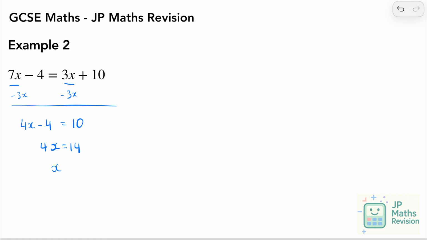This one's a bit awkward because 4 doesn't actually go into 14. We can just leave the answer as 14 over 4. And if we simplify that as a fraction, we end up with 7 over 2, which you might know is 3.5. But you can just leave your answer as 7 over 2 if you want to. There's absolutely nothing wrong with that if you have an answer that's not a whole number.